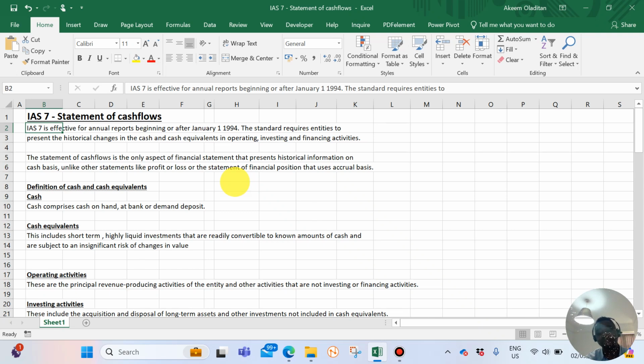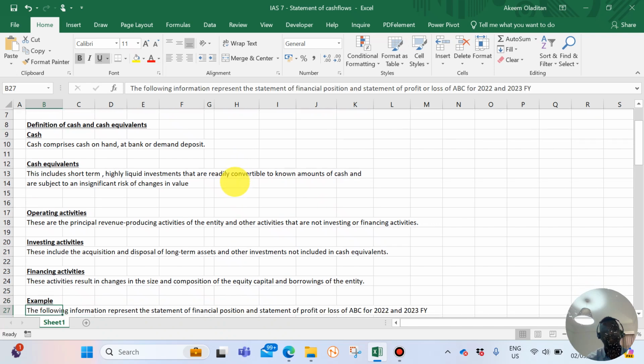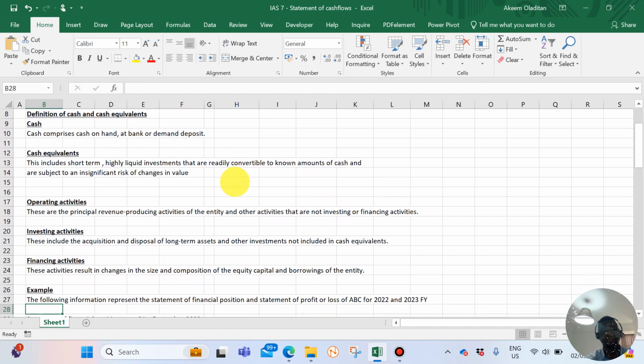So the statement of cash flows focuses on those three areas, though the standard recommends two approaches, two methods, which are the direct and indirect method. But for the purpose of this discussion, I'll be talking about only the indirect method. So I'm looking at all those three aspects of operating, investing, and financing activities.